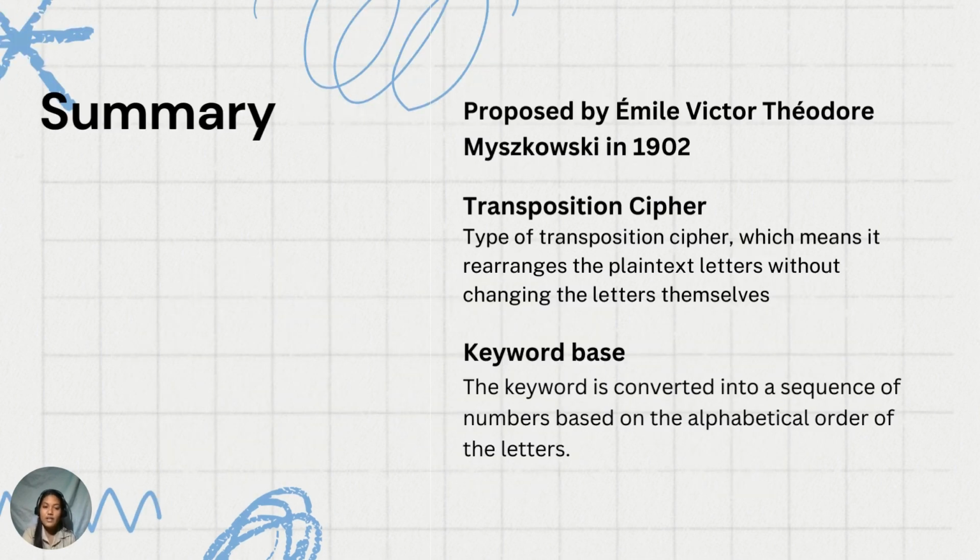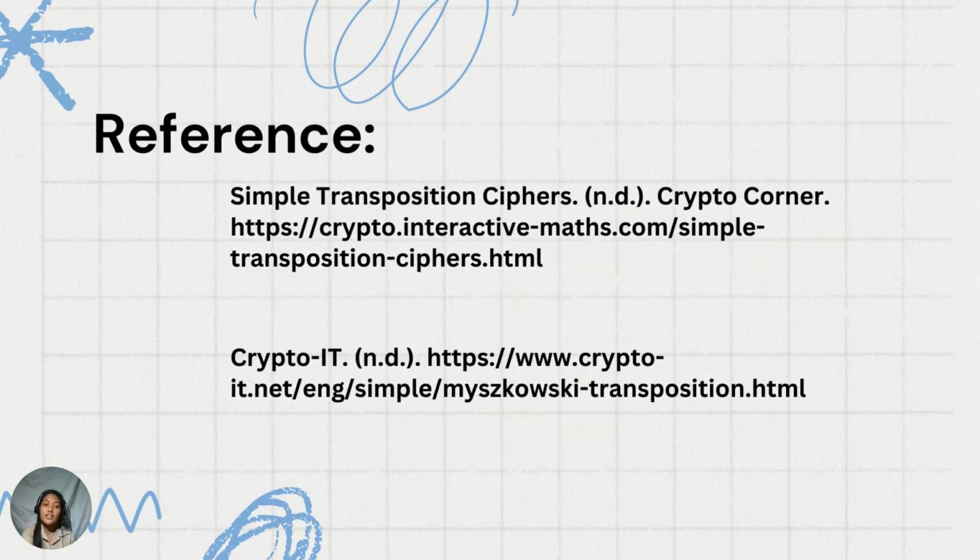And now, to summarize the presentation, the Myszkowski transposition cipher was proposed by Emil Victor Theodore Myszkowski in 1902, and it is a type of transposition cipher, which means it rearranges the plaintext without changing the letters themselves. And the Myszkowski transposition cipher is keyword based. The keyword is converted into a sequence of numbers based on the alphabetical order of the letters. And now, this is the reference for my presentation.